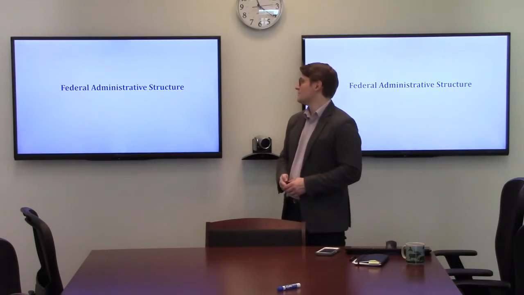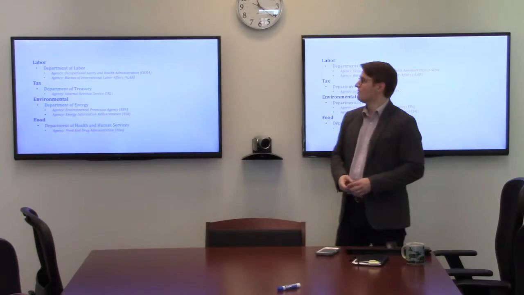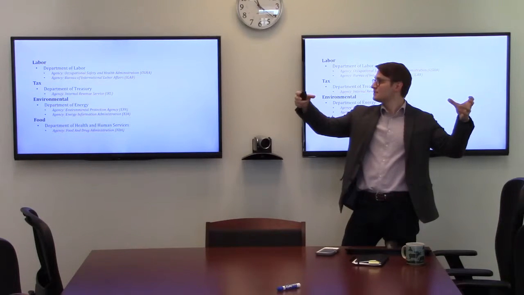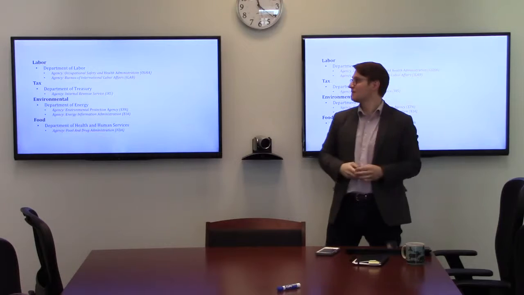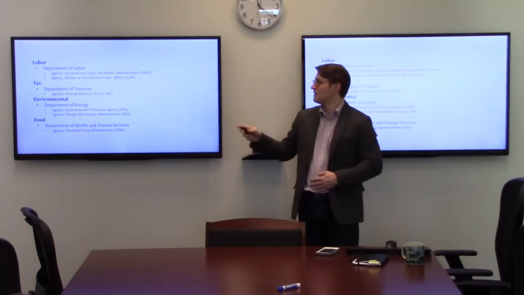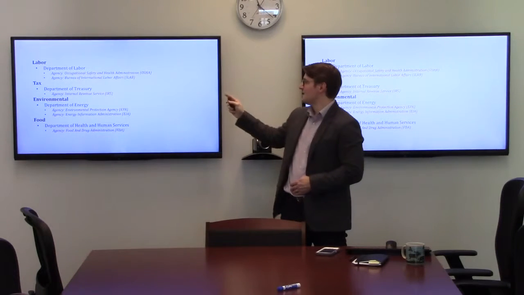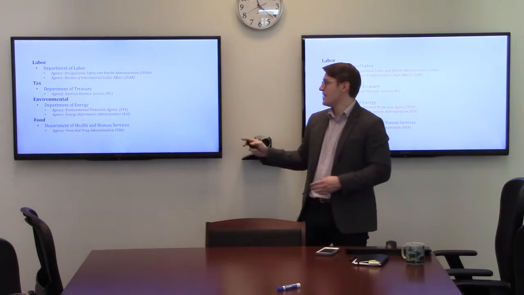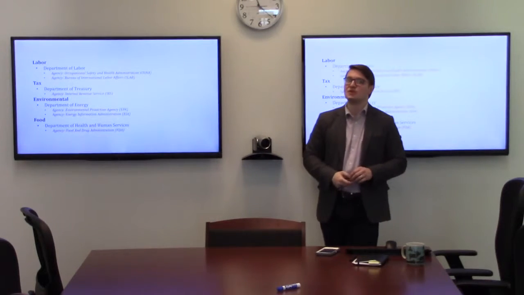And what's our basic federal administrative structure? We're going to have a broad area of law like labor, tax, environmental, and food. You're going to have very broad departments like the Department of Labor, the Department of the Treasury, and then you're going to have your specific agencies nestled within those departments. So the Department of Labor has the Occupational Safety and Health Administration, the Bureau of International Labor Affairs. Department of Treasury, of course, has the IRS. Department of Energy has the EPA, but also other agencies like the Energy Information Administration.